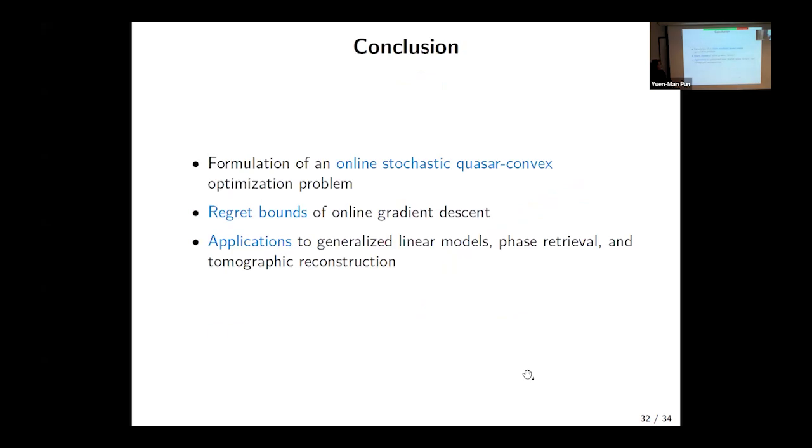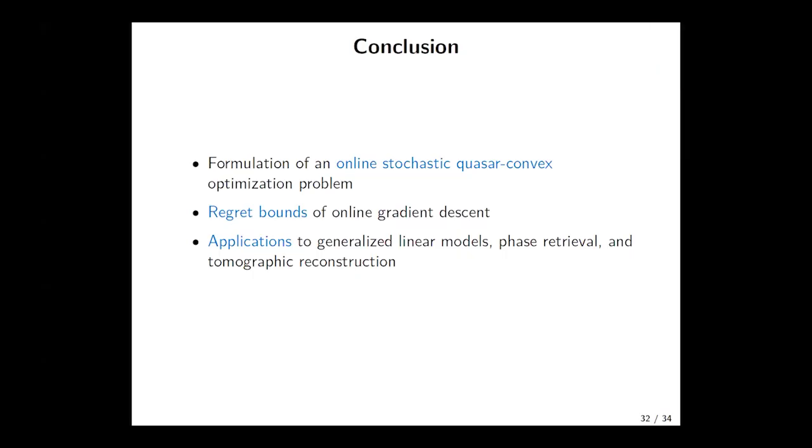And this is the conclusion. We have formulated the online stochastic quasar-convex optimization problem. And then we have established the regret bounds of online gradient descent and applied it to generalized linear model, phase retrieval, and tomographic reconstruction.